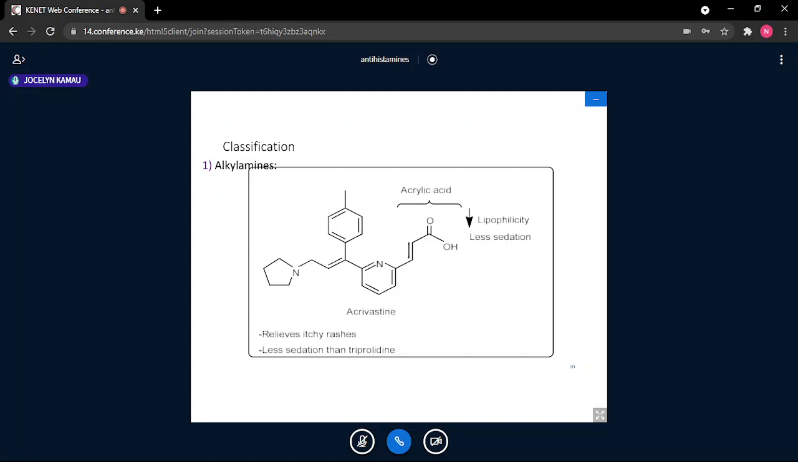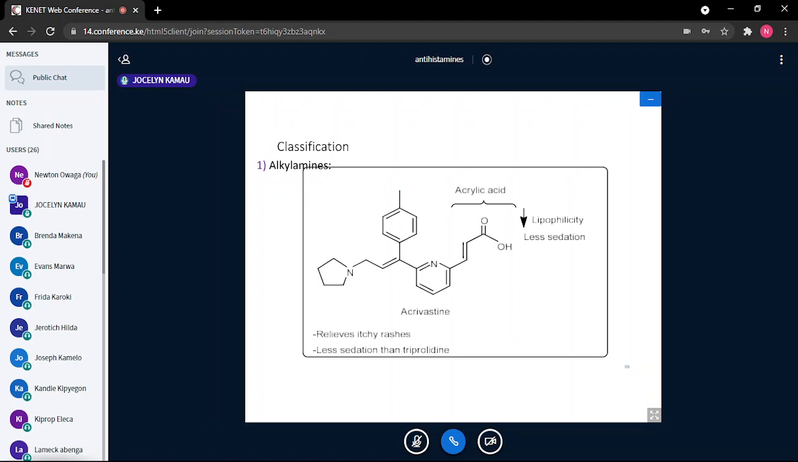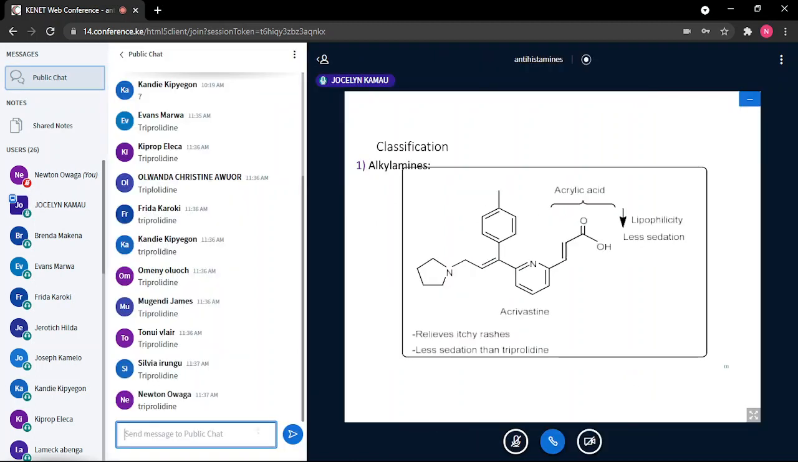Yes, I expect triprolidine is correct. So if you look at that drug, it is an unsaturated alkylamine, and we have said that the compounds.